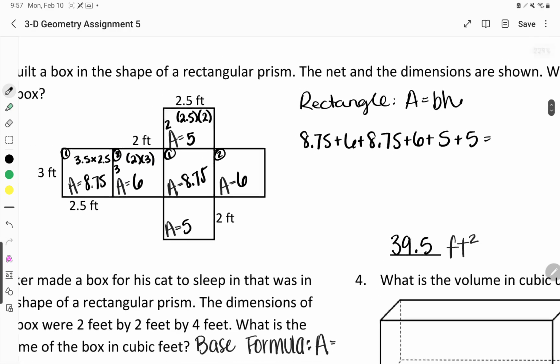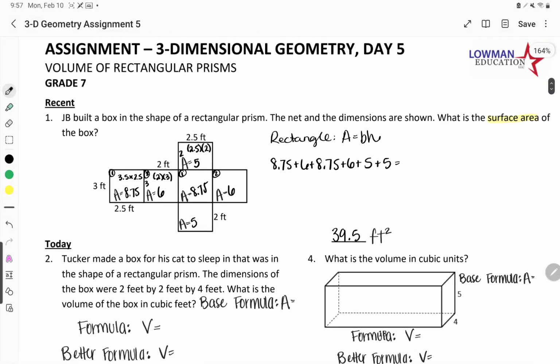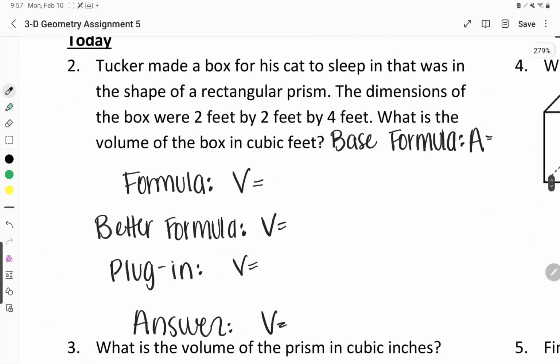All right, so this was a review from yesterday. So let's go down here. This is from today. Tucker made a box for his cat to sleep in that was the shape of a rectangular prism. Okay, so that's an important detail. The dimensions of the box were 2 feet by 2 feet by 4 feet. What is the volume of the box in cubic feet? Remember, our volume formula for all prisms is what? You should have found that it was area of the base times height.